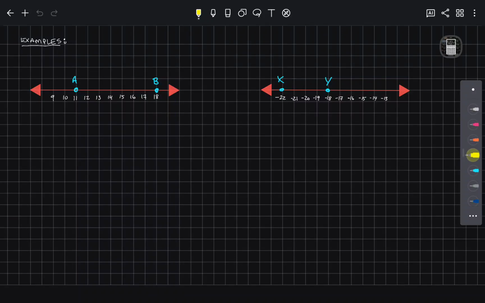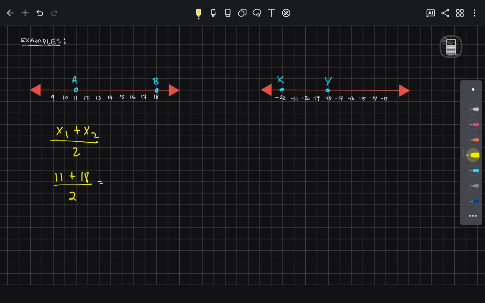It's a very simple concept. We know that the formula is going to be x1 plus x2 divided by 2. And since these are horizontal, side to side axes, that means that these are going to be x values. So A is 11, B is 18. There's x1 and x2. We divide it by 2.